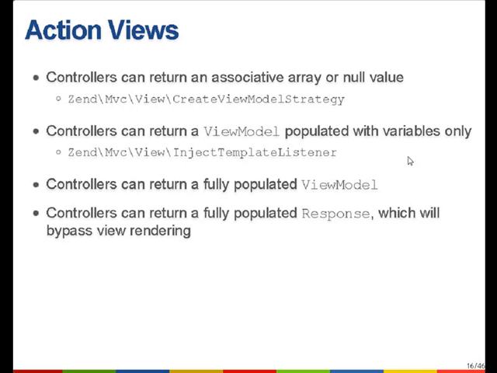The other thing you can do, of course, is return a fully populated view model that includes a template. So if you want to override or specify a specific template you want to use, you can do this. And then if you don't want to even bother about rendering, you can simply return a fully populated response object. So if you return a response object, we'll now bypass everything else and move on. So this is another important thing to do.